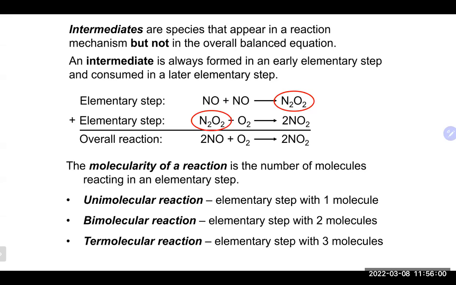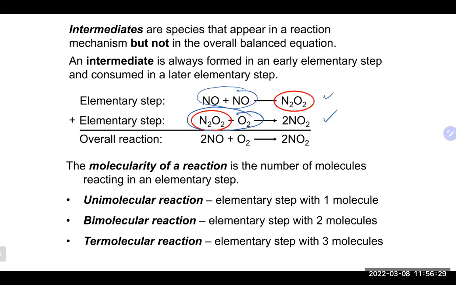When we look at each of these elementary steps, we can describe them as unimolecular, bimolecular, or termolecular. Uni meaning basically one molecule is involved, bi meaning 2 molecules, and ter meaning that there are 3 molecules involved. And each of these elementary steps up here would be bimolecular, 2 guys involved, 2 guys involved, and each of those steps would be a bimolecular reaction.